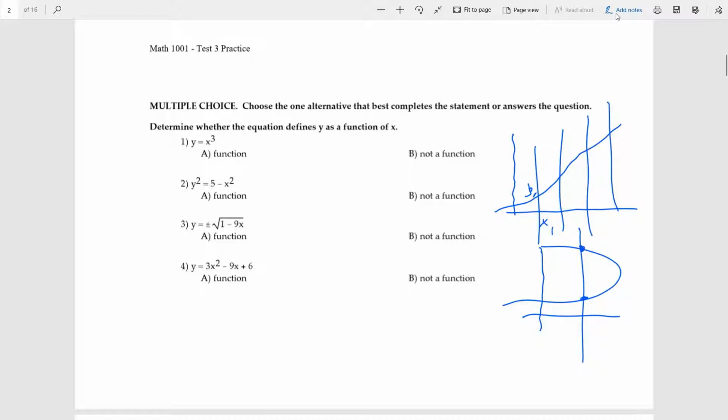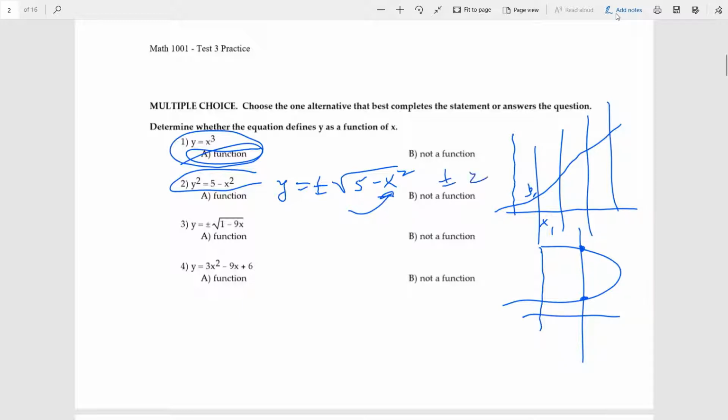So let's look at y equal x cubed. You notice that for any value of x, only one value of y, so it is a function. Now look at y squared equal 5 minus x squared. If you solve for y, you get plus or minus the square root of 5 minus x squared. So for any value of x you put in, like if you put in x equal 1, you get the square root of 4 plus or minus, which is plus or minus 2. So it is not a function.